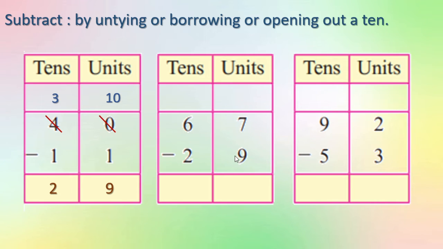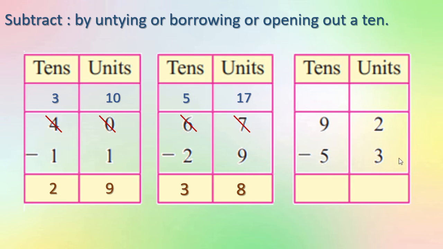67 minus 29. Again 7 and here 6. So 6 becomes 5 and 7 becomes 17 because 9 is greater than 7. Right? Now 17 minus 9 is equal to 8. And 5 minus 2 is equal to 3. Very good. Last one. 92 minus 53.